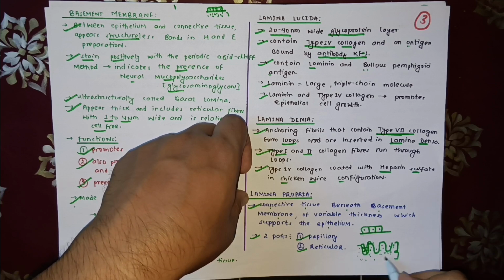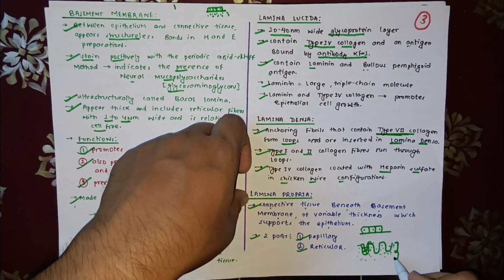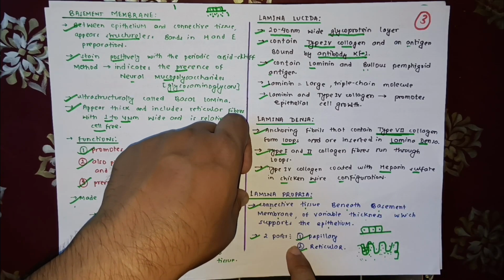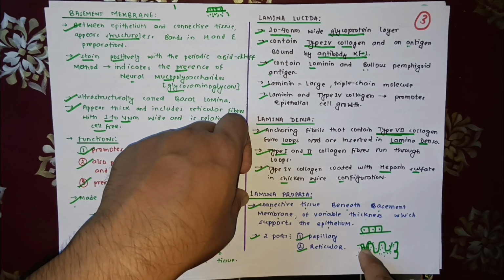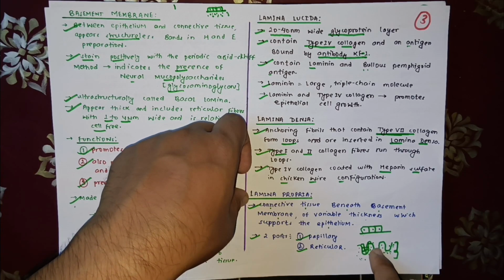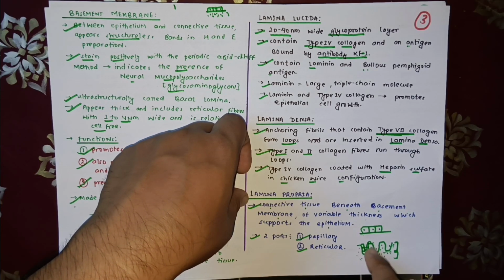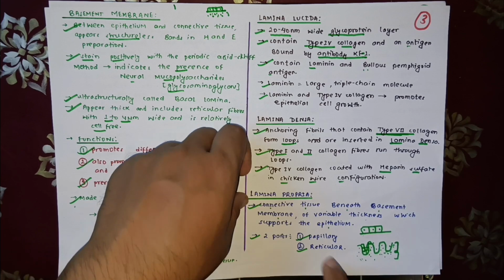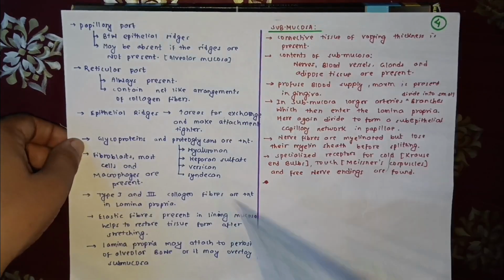Below the tip of the epithelial ridges we have the reticular type of lamina propria. So we have two different parts of the lamina propria. One is papillary, another is reticular. Papillary lamina propria is present between the ridges, and below the tip of the epithelial ridges we have the reticular type. So we can remember this now.